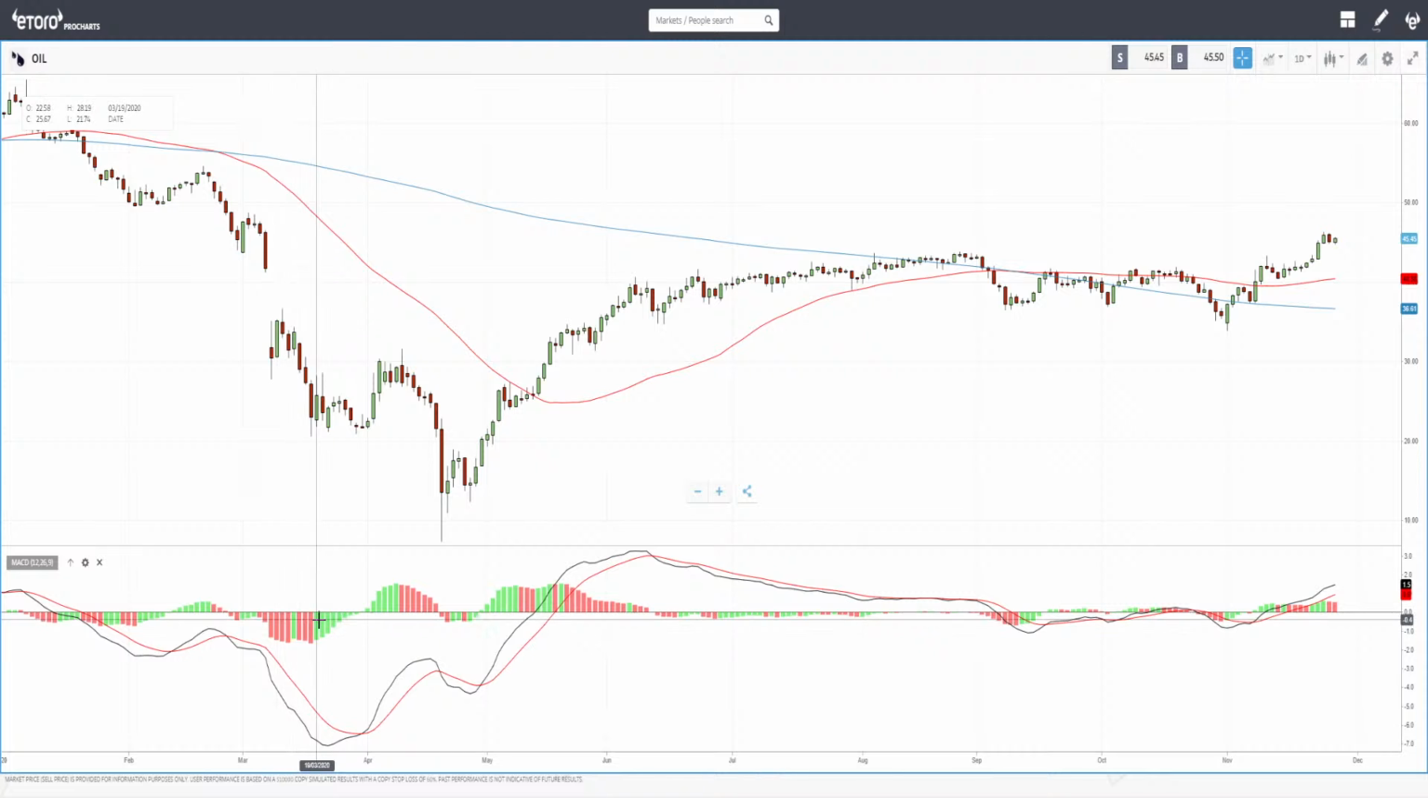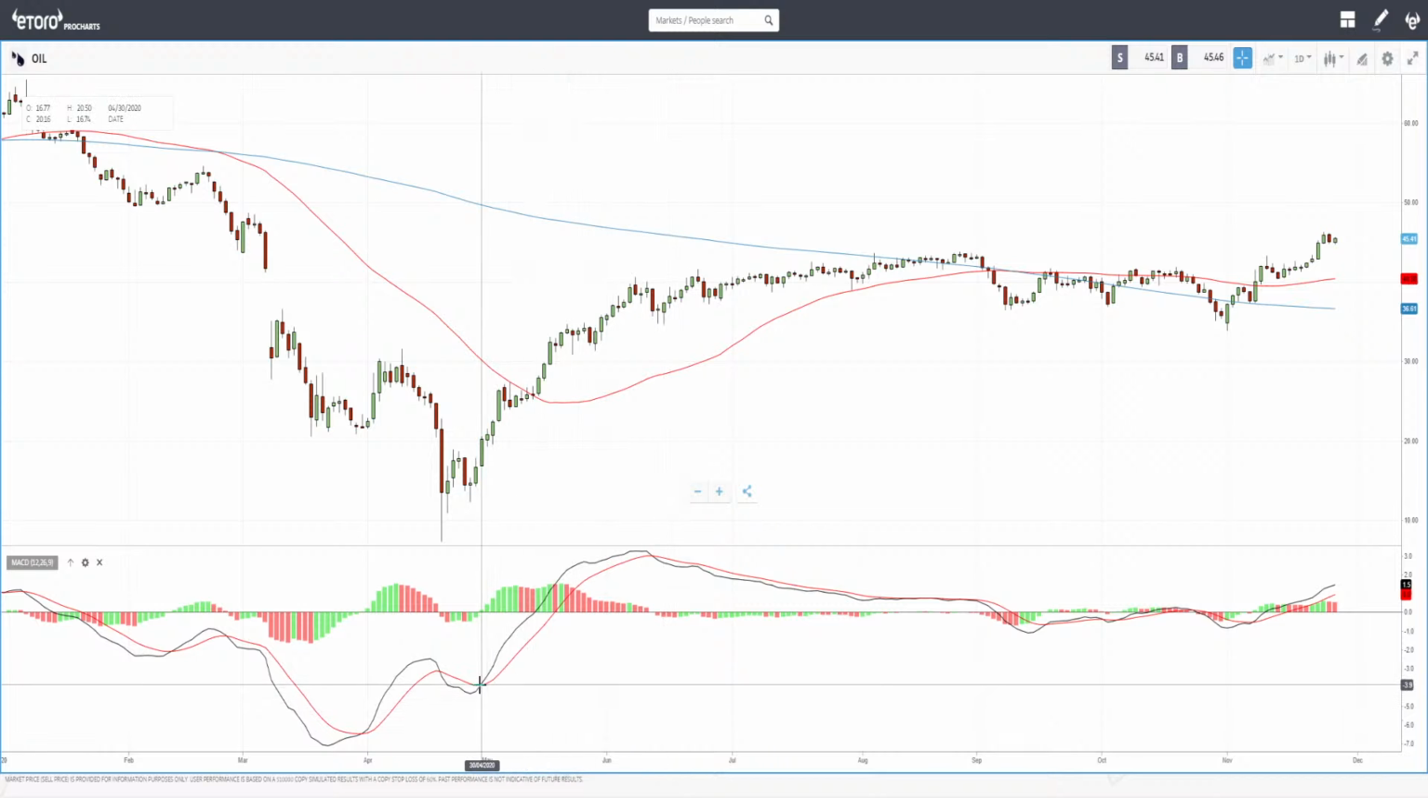And when we are underneath 0, then it is very bearish. And when we are above this 0, we are bullish. So just keep that in mind. But the most important thing of the MACD is where these lines cross, because that is an indication of when we could expect a price shift.